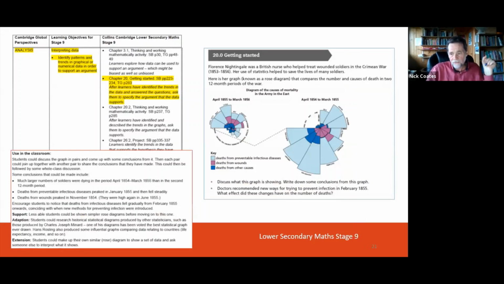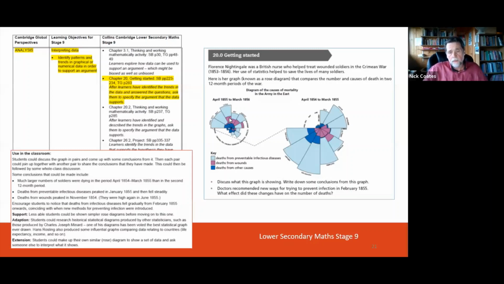Here, this is maths stage 9, so a rather more complex activity. You've got these wonderful diagrams, which are rose diagrams, and they represent charmingly the causes of mortality in the army in the East in around 1855 to 1856. They actually relate to Florence Nightingale and the changes she made to hygiene regimes, which had a big effect on mortality rates. So the students, for their maths, are looking at this rose diagram and interpreting it.